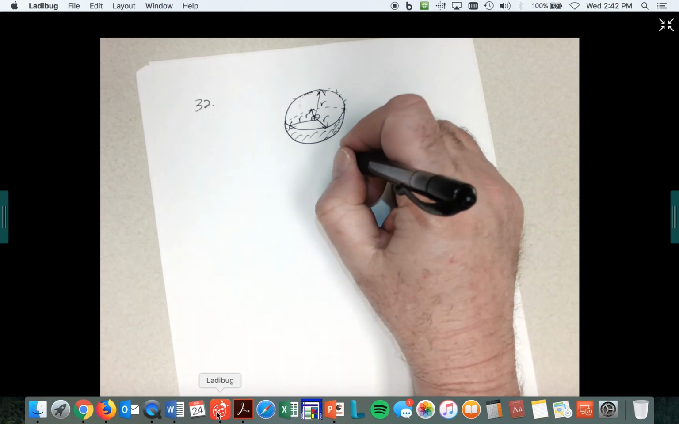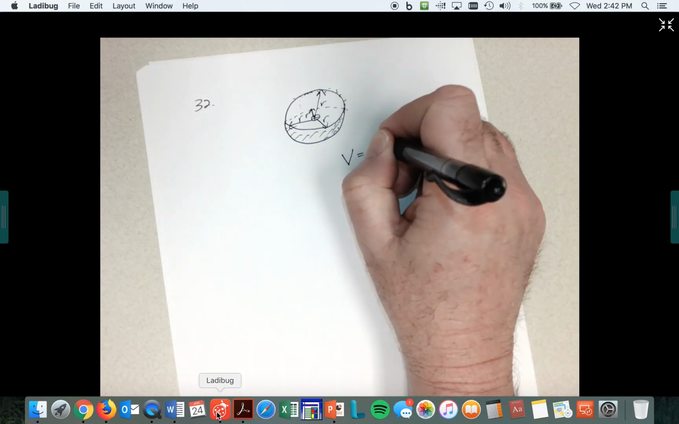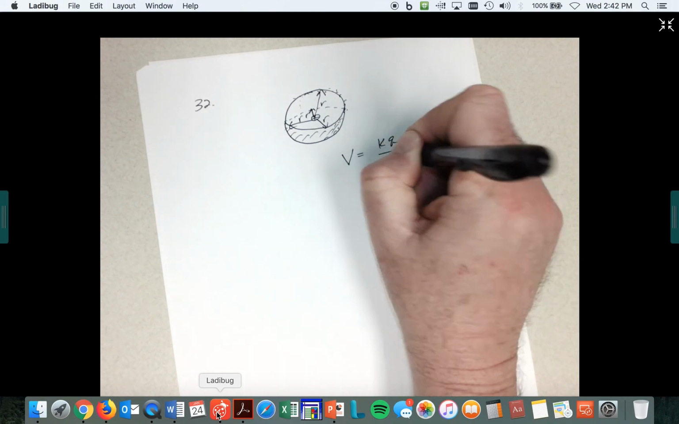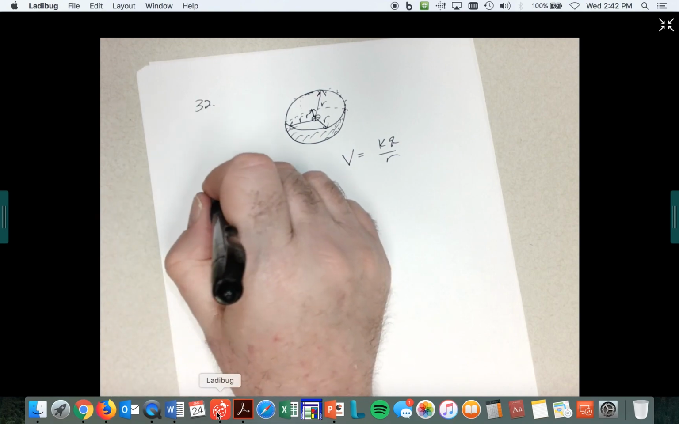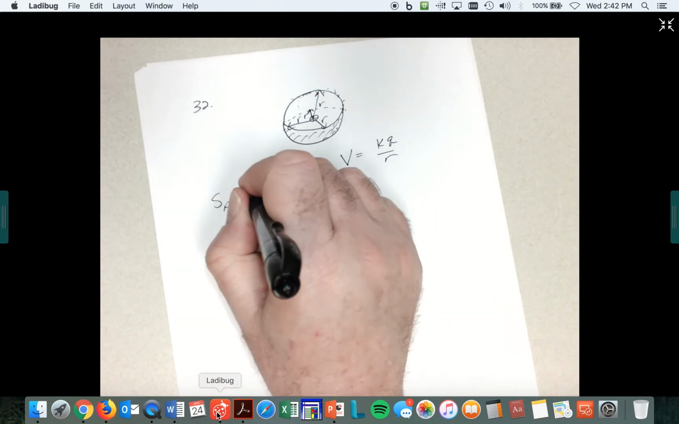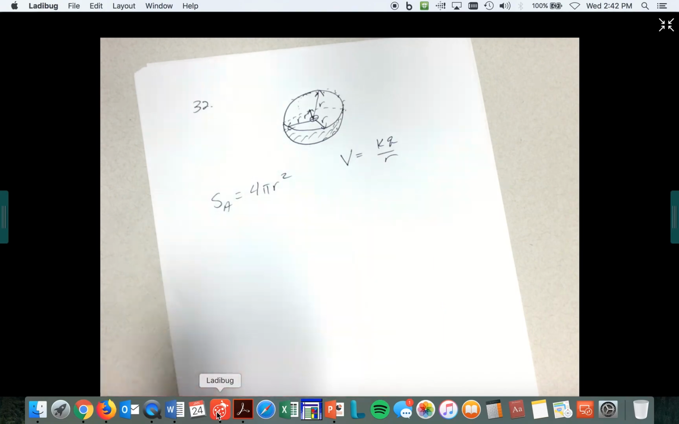And the voltage is equal to KQ over R. How do I find R? Surface area of a sphere, 4 pi R squared. They gave you this number. You've got to tease the R out of there. Then you've got it.